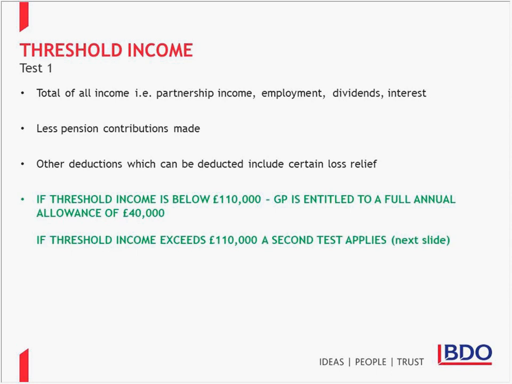From income, we deduct the pension contributions that you've made, and there are other deductions such as loan interest relief, but you should check each deduction to check that it qualifies for the calculation of threshold income when you work this number out. If this number is less than 110,000, then you're automatically entitled to an allowance of 40,000. If the number exceeds 110,000, we then need to do a second test.